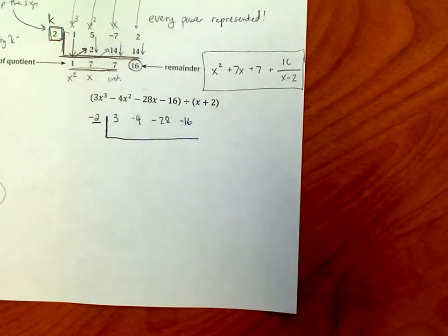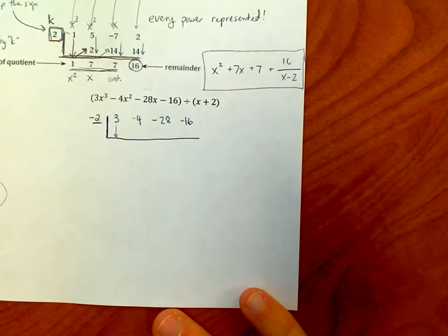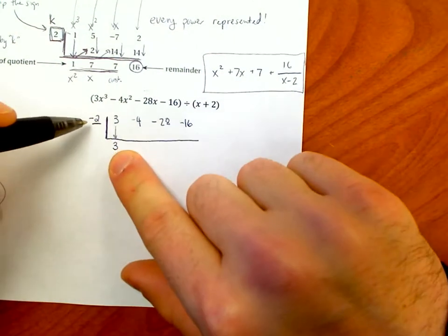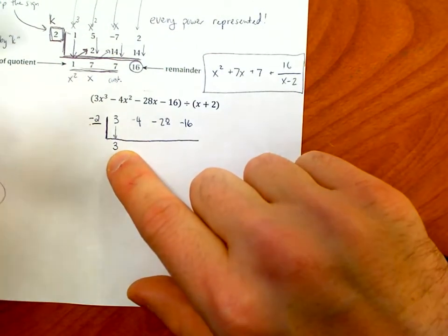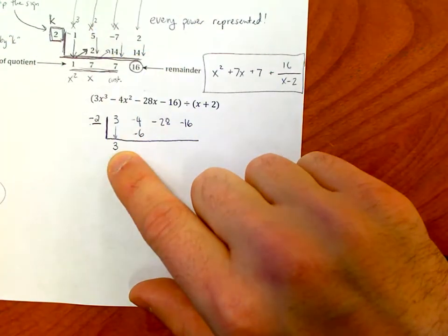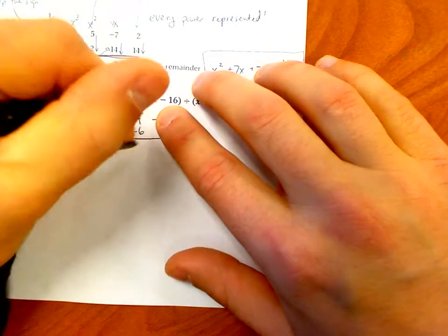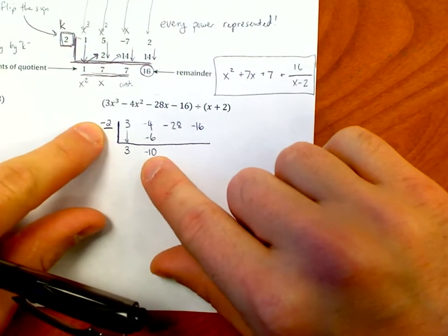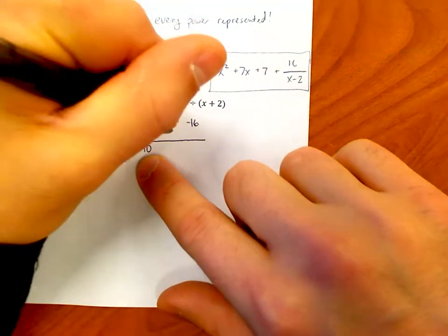Now, we always drop the first term down. You're going to add vertically. 3 and nothing to add to it would just be 3. I take these two numbers, 3 and -2, I multiply them together, -6. So -6 goes up in this spot. I add these two terms vertically, -4 and -6 add up to -10. I multiply these two together, -2 and -10, add up to +20. Be careful about your signs, right?